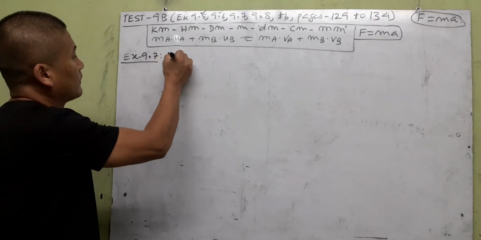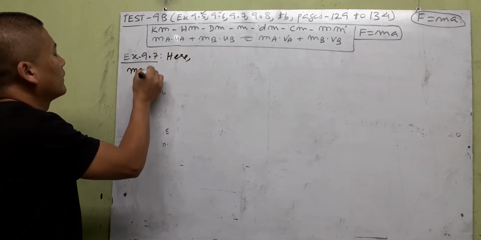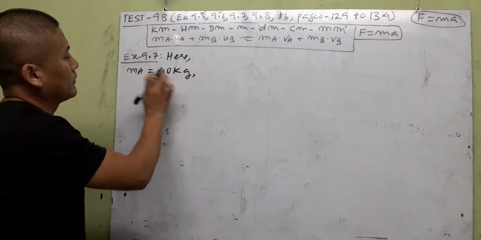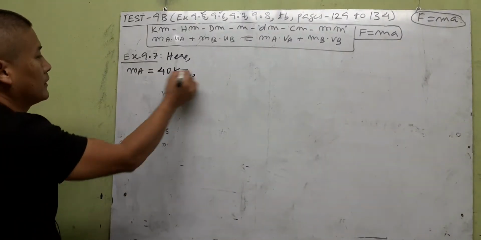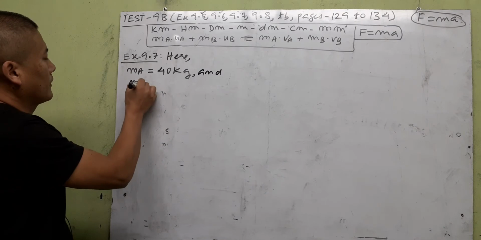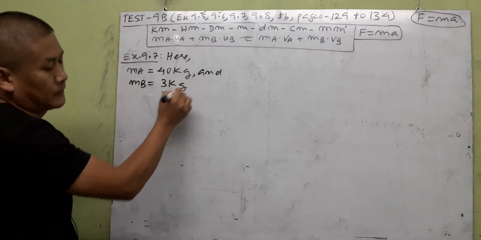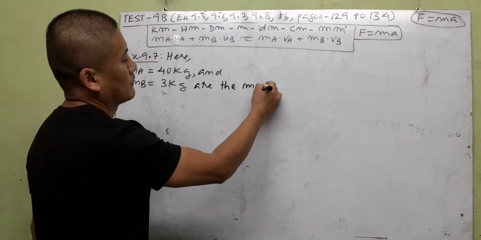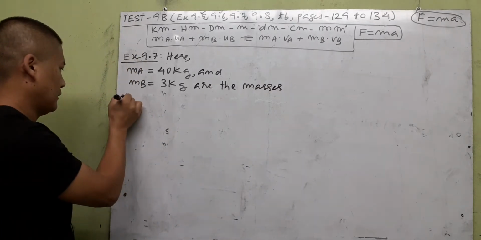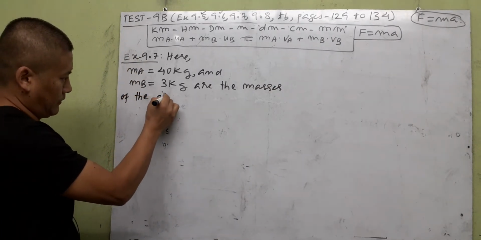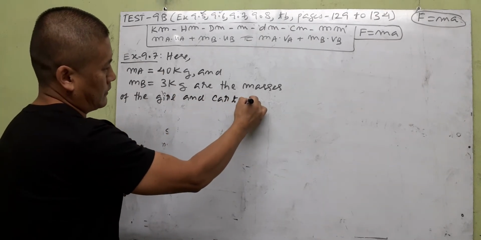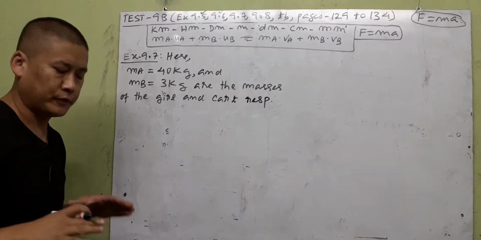So here, as we read the question, let us put MA is equal to 40 kg, the mass of the girl. That's fine, SI unit in kg. And then MB, let us put as the mass of the cart, 3 kg. MA and MB are the masses of the girl and cart respectively, the cart with the wheel on which she jumps and moves. Okay, so this is the one.